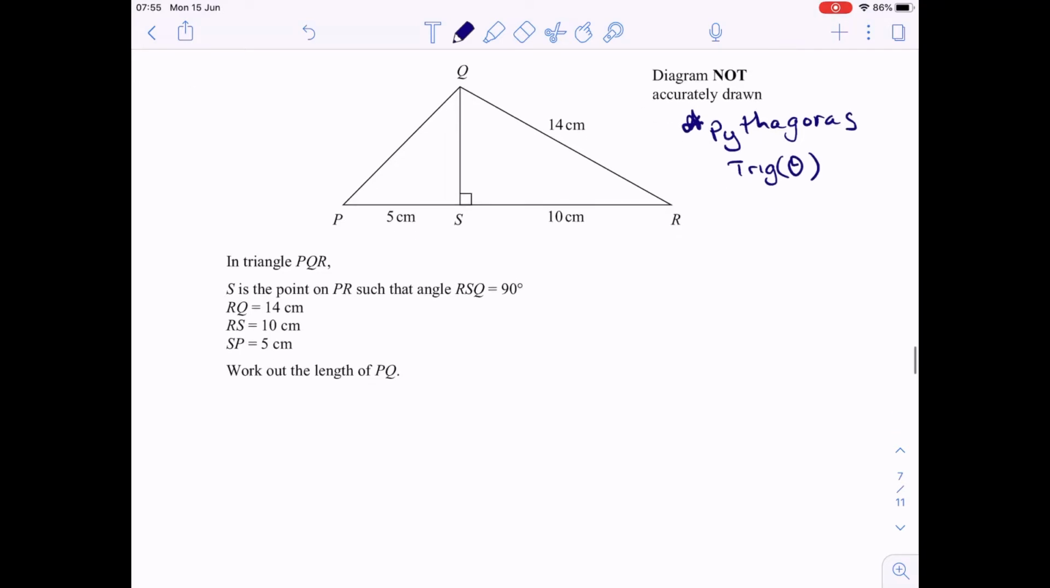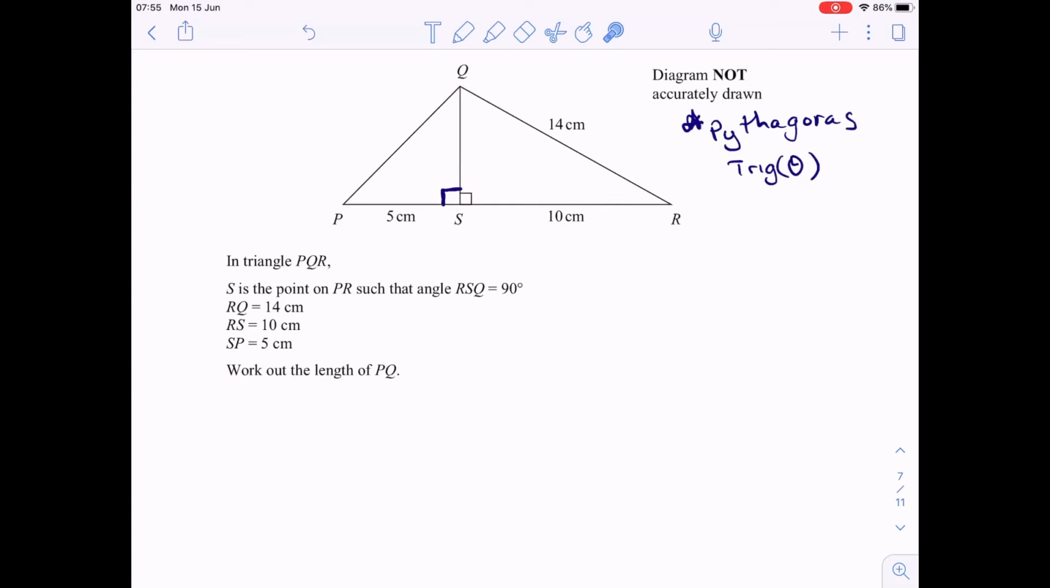Let's see. So we are being asked to work out the length of PQ. Now, I know that this is also a right angle because it's on a straight line, and to be able to work out PQ, I can use Pythagoras' theorem with this length of 5, but I also need this vertical length, and I don't know what that is yet. But what I can do is use this triangle on the right with Pythagoras to work out this vertical height.